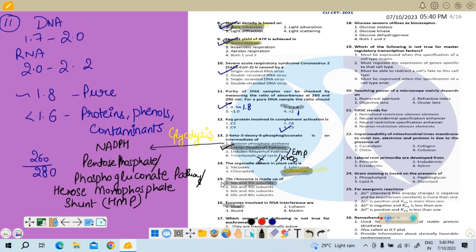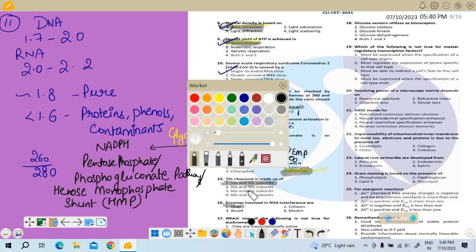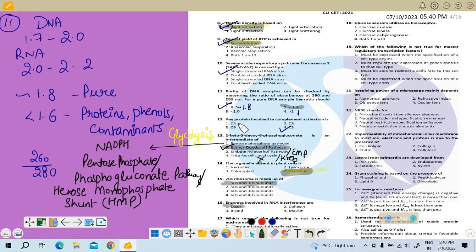Okay, 14. The organelle absent in plant cells is vacuole, lysosome, chloroplast, centriole. So lysosome is present everywhere, right? If we talk about plant cells, chloroplast will also be there. Lysosomes generally are present everywhere. Vacuoles are also there. Centriole is not there. So this is option D.